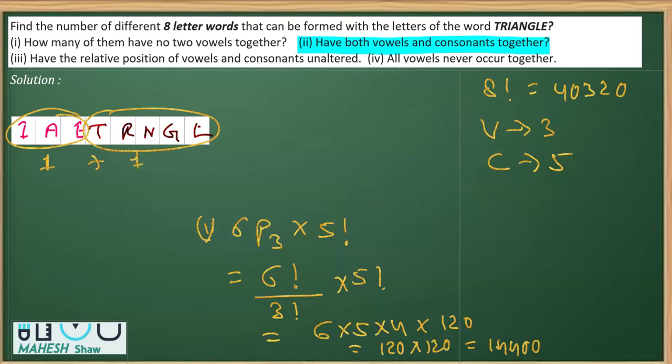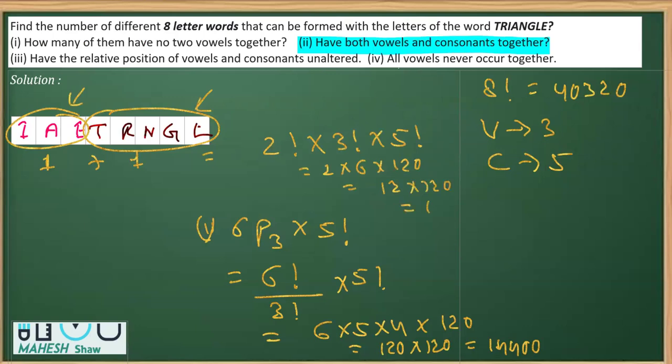So 1 plus 1, these are 2 objects, and they can be arranged in 2 factorial ways. Further, these 3 vowels can swap each other's places, so they can be arranged in 3 factorial ways, and the consonants in 5 factorial ways. So this is 2 into 6 into 5 factorial, which is 120. That is 12 into 120, which gives you 1440. So this is for this part.